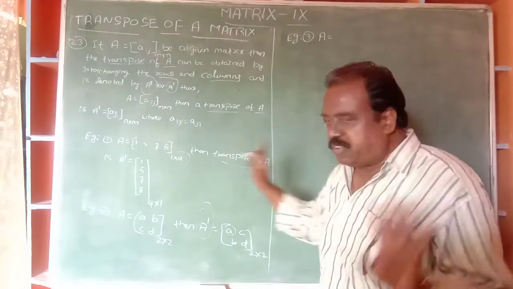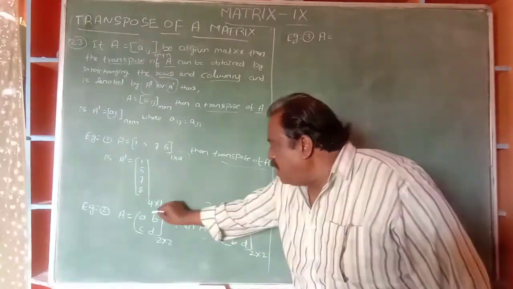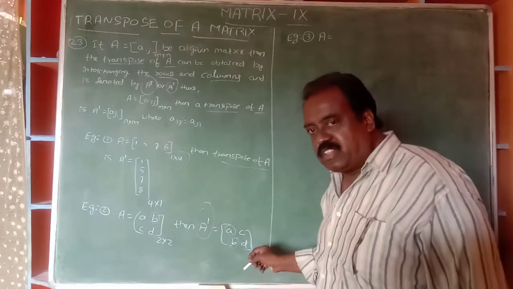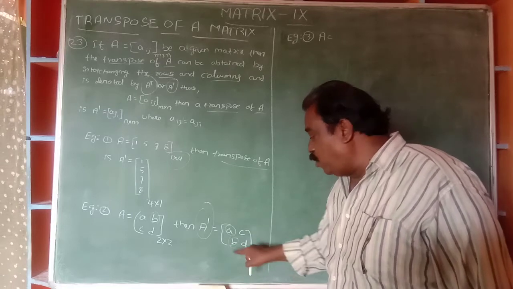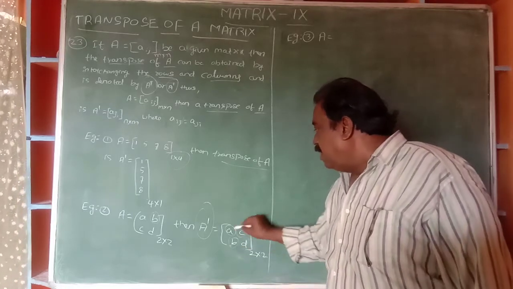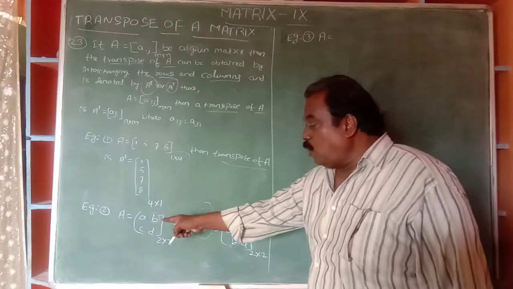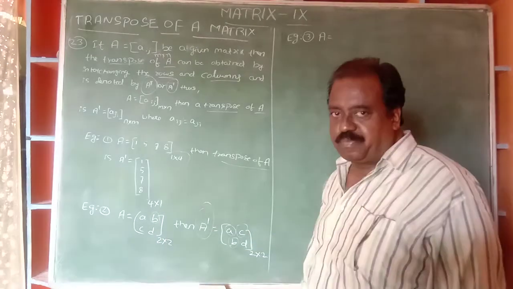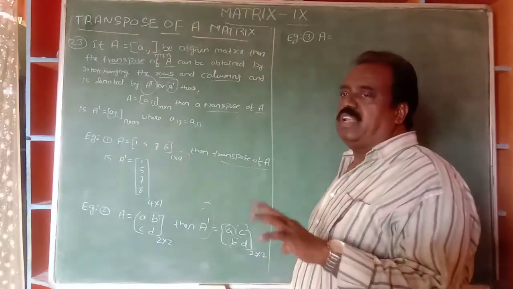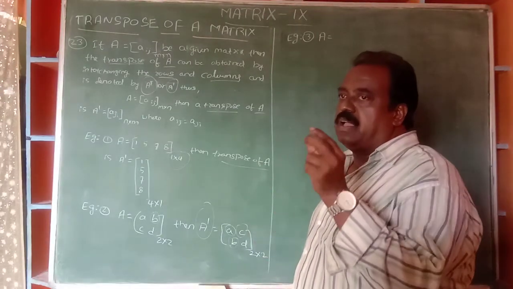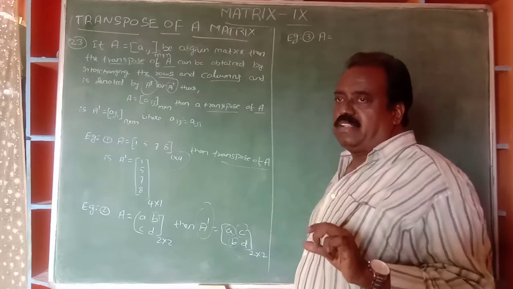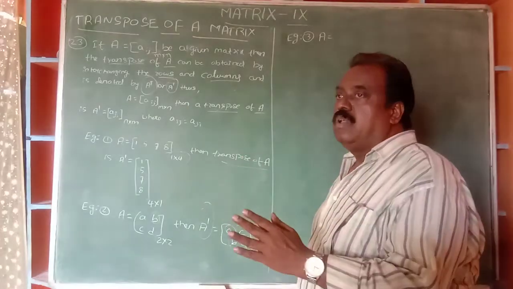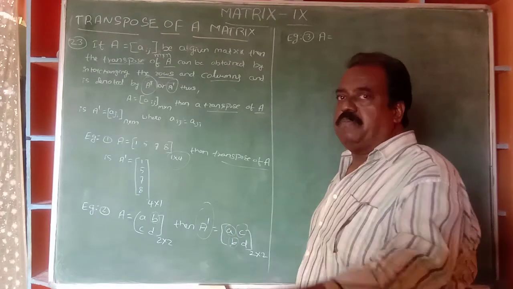Here also, first row, first column. Here B is in the first row, second column. But in the transpose matrix, B is in the second row, first column. Now C is in the second row, first column, but here C is in the first row, second column. Like that, the position of the elements of the matrix changes: row becomes column, column becomes row. But the element is the same. That number will not be changed.